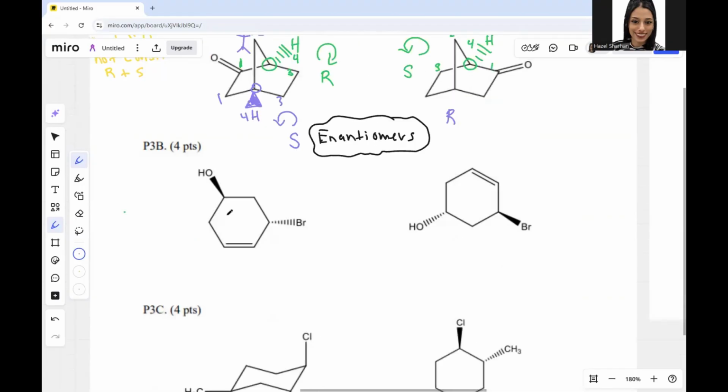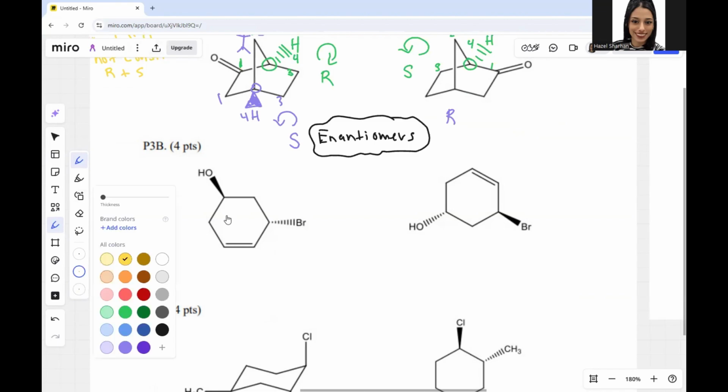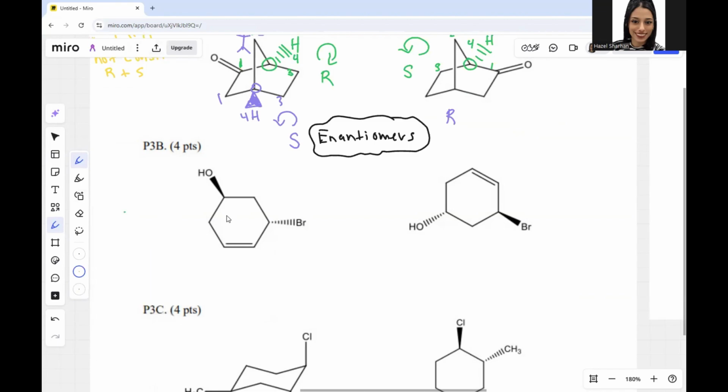All right, so let's do P3B. I'm gonna do a different color. The first thing I always do is number the carbons, and then I check the ones on the other side just to make sure off the bat we see that there's an OH, there's an OH, there's a Br, there's a Br. We know that these are not different because it also has an alkene, and it's also a hexane, or I guess hexene. And so we can now number them.